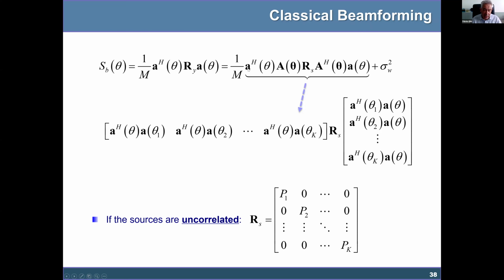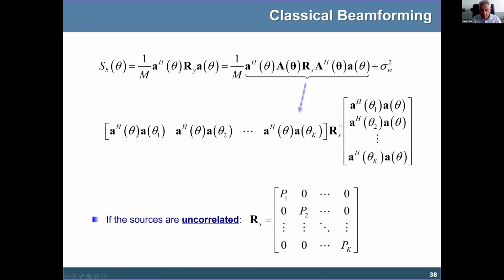Now, to understand how this term can be expressed, let's write it explicitly. Let's calculate the Hermitian of A times A. So it's a(θ1), a(θ2), up to a(θK), then we have RS, and then we have the Hermitian of this matrix here. So you have a Hermitian(θ1), a Hermitian(θ2), and so on, and instead of having one after the other horizontally, you have one after the other vertically.